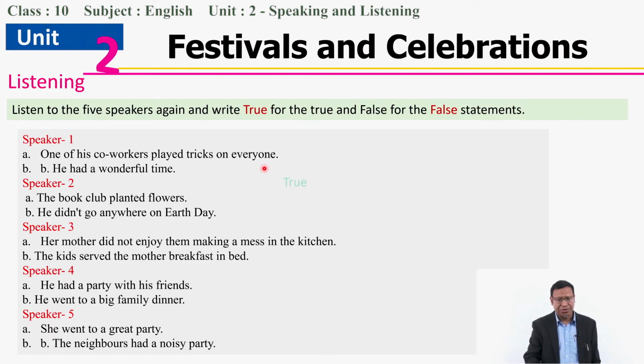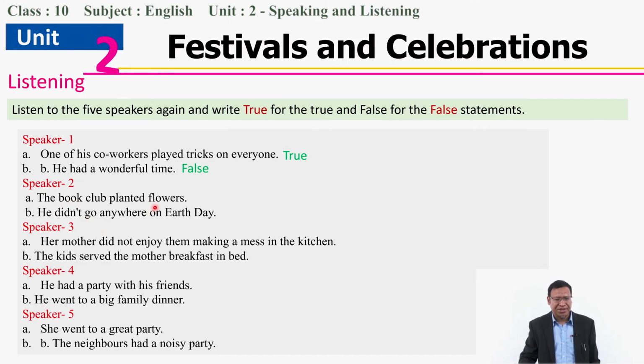Yes, obviously it's true, because one of our co-workers took all the stops, and he said it like that. So he played tricks on everyone. Next: he had a wonderful time. No, he says it's a total waste of time, so it's false. Everything was there on the table by the co-worker and they couldn't find it, and this was a total waste of time. Therefore, he did not have a wonderful time. So it's false.